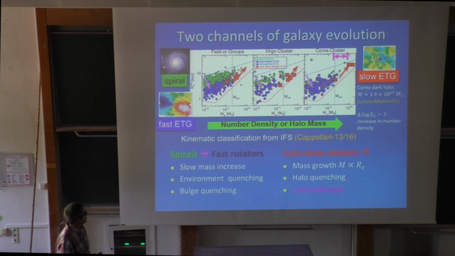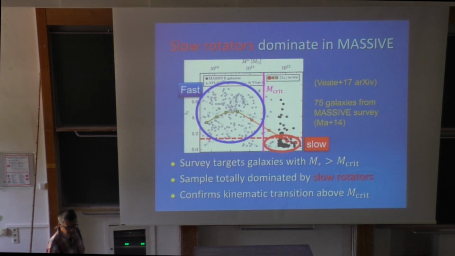So now, the previous slide was showing data from the ATLAS3D survey and some observation of the Coma cluster. But now this type of observation has been extended. In particular, there is a survey called MASSIVE, which, as the name says, targets massive galaxies. The ones from the MASSIVE survey are shown in black. As you see, they selected masses above 4 times 10 to the 11. They targeted only galaxies above that mass.